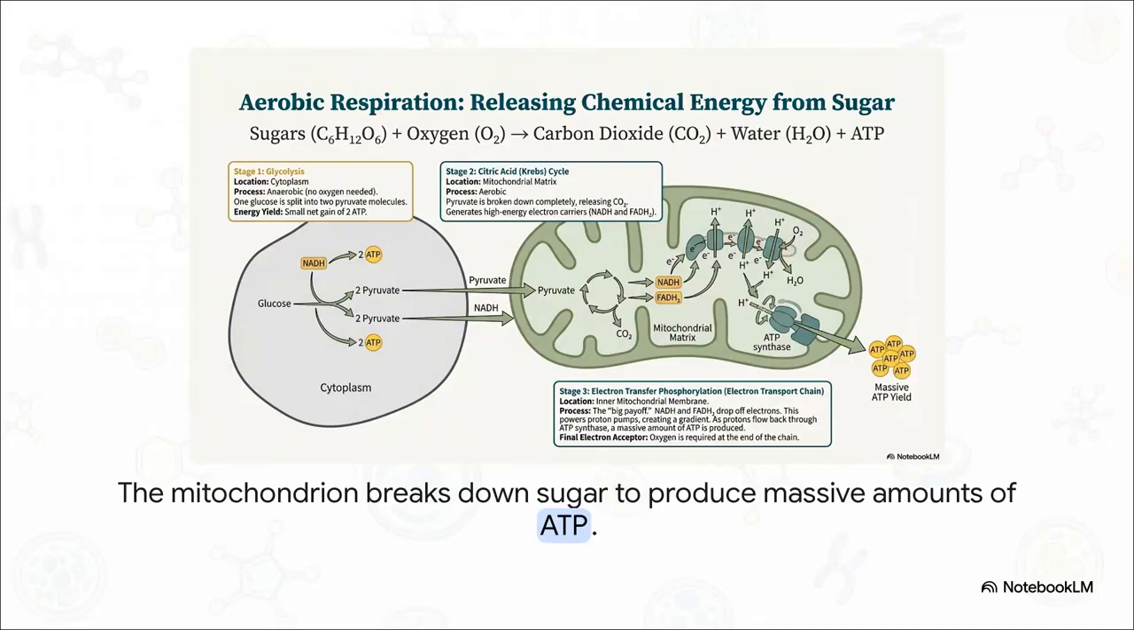And this is where the magic happens, the big payoff. That sugar molecule goes into the mitochondrion, the cell's power plant. It gets taken apart piece by piece, and at the very end of the line, a huge amount of a molecule called ATP is produced. ATP is the universal energy currency of the cell. It's like cash that the cell can spend to get literally anything done.